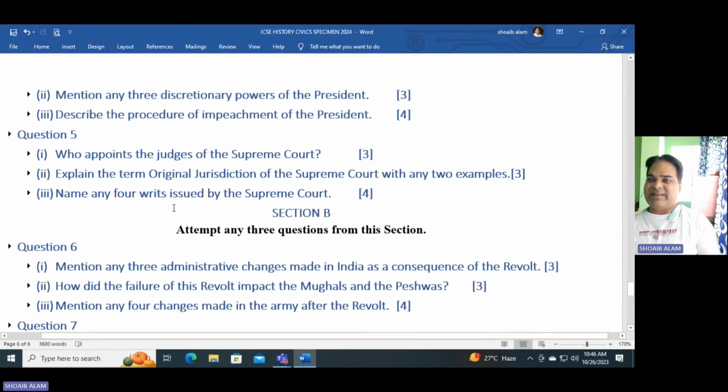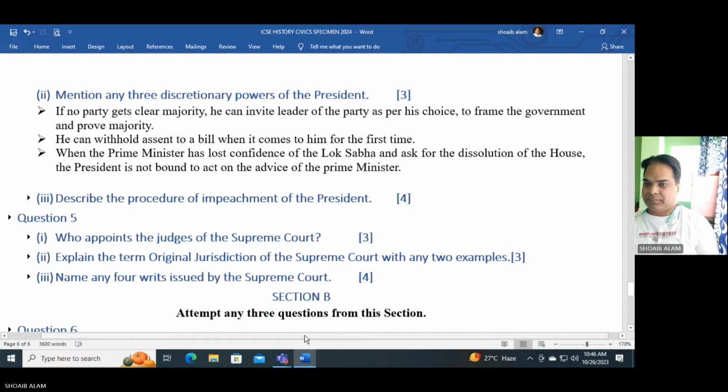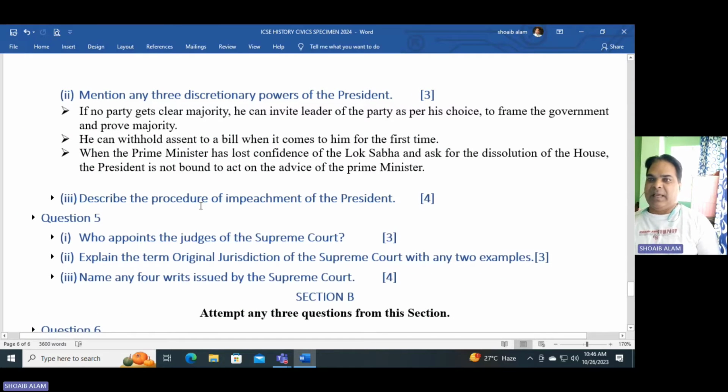Now mention any 3 discretionary powers of the president. 3. So you can see, if no party gets clear majority, that time the president can invite the leader of a party. Number 2, he can withhold assent to a bill when it comes to him for the first time. And the third one, when the prime minister has lost confidence in the Lok Sabha and asks for the dissolution of the house, the president is bound to act on the advice of the prime minister. So these are the 3 discretionary powers of the president of India.